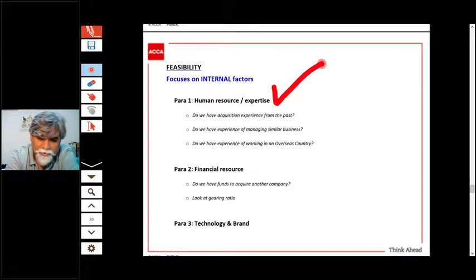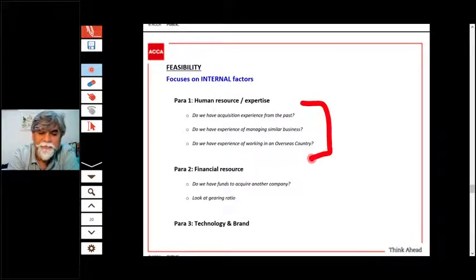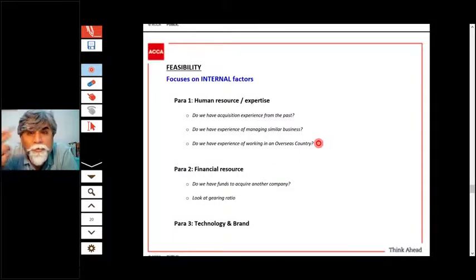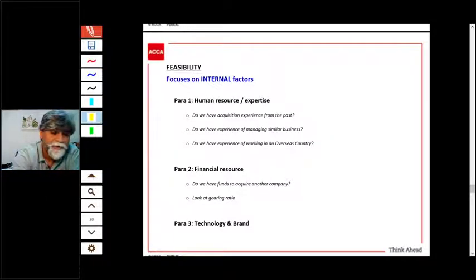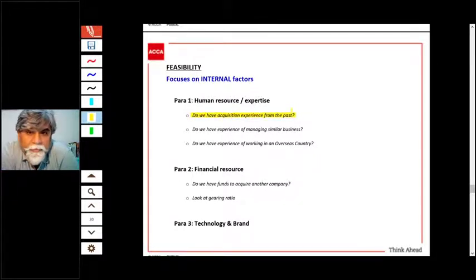When we talk about human resource, there are three aspects which, if you can remember, will help you gain marks. The first aspect is, do we have acquisition experience from the past? If we are planning to acquire another company, the first question the board will ask is, have we done any acquisition in the past? Do we have any experience of acquisition? Because acquisition by nature is a complicated activity.